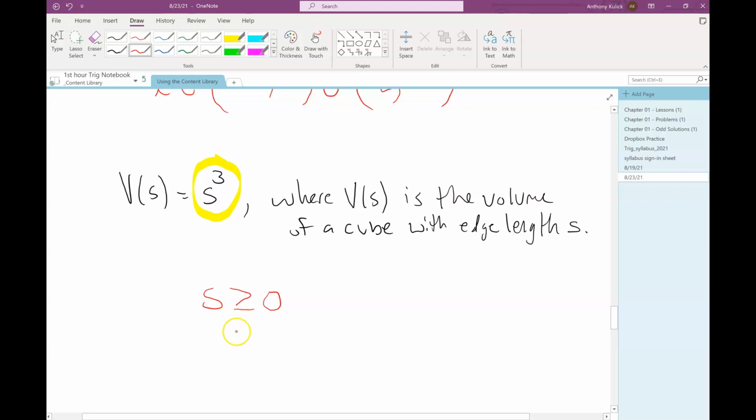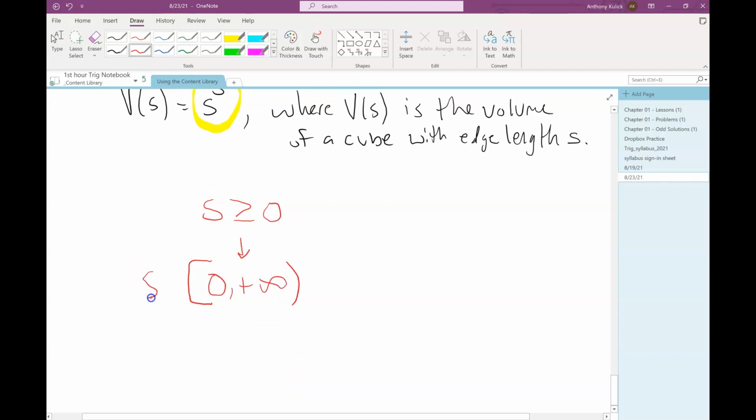So I just need to convert this into an interval. The lower bound here is 0. The upper bound is positive infinity. The infinities always get a parenthesis. And because it's greater than or equal to 0, the 0 is going to get a bracket. And then we just have s as a member of that.